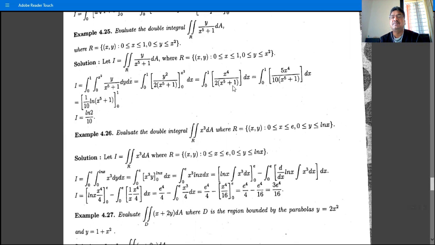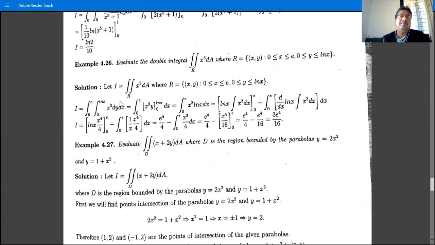Therefore, x raised to 5 plus 1, substitute x raised to 5 plus 1 as t, or the derivative of x raised to 5 plus 1 is 5x raised to 4, so adjust for 5, and then use the rule f dash x divided by f x integrates to log f x, giving 1 by 10 log of x raised to 5 plus 1. Then value at the upper limit minus value at the lower limit. We have this answer, log 2 divided by 10.